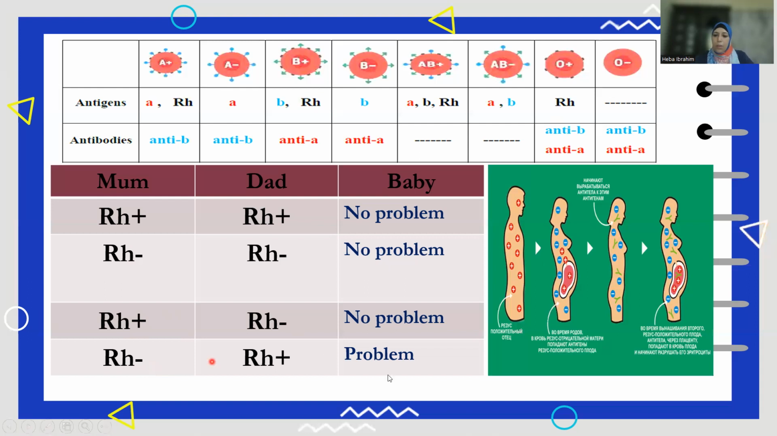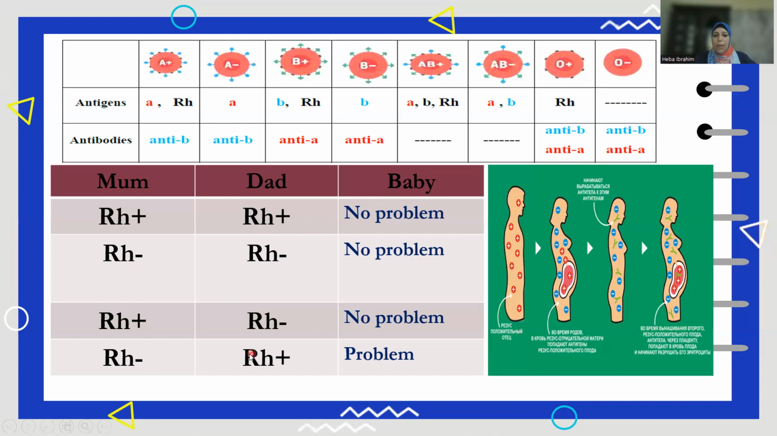Why? Because during labor, during delivery, some of the baby's blood, which is Rh positive, will leak into his mother's blood, which is Rh negative. And now the immune system of the mother will be stimulated to produce antibodies against this positive blood. But these antibodies will be formed within 72 hours from labor, so the first baby will be safe. But what about the second baby?